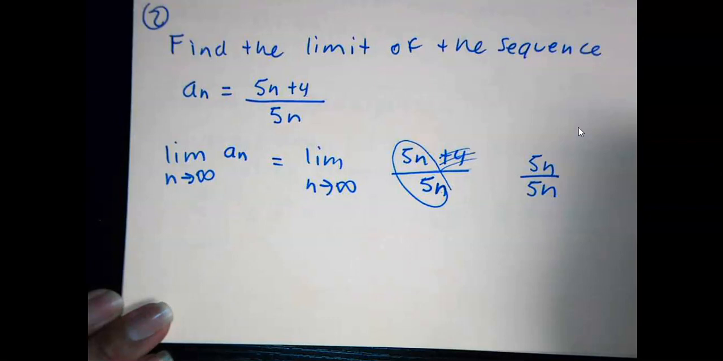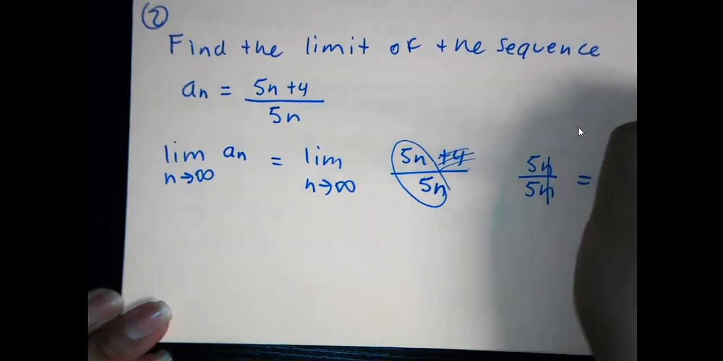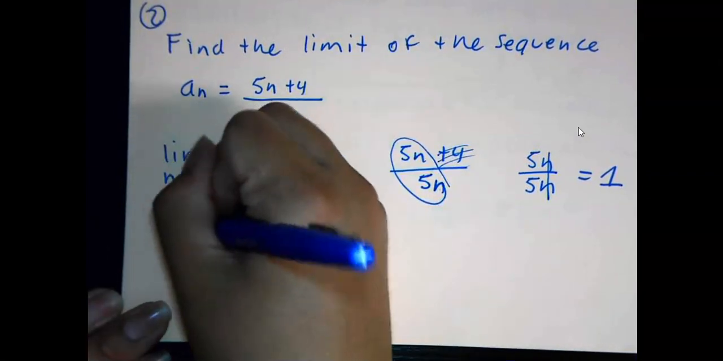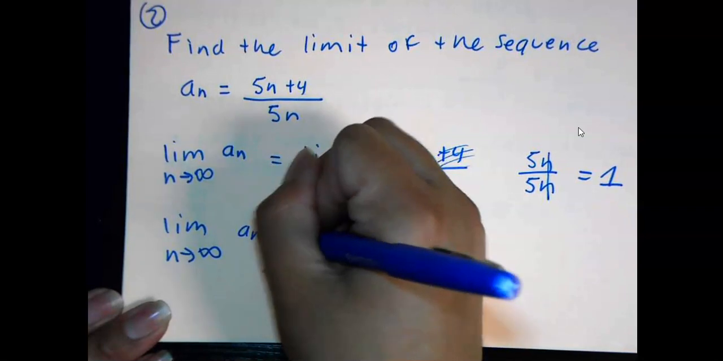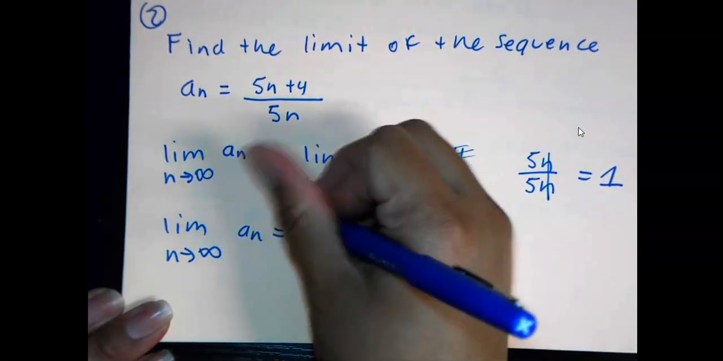And we're going to simplify. The n's cancel. And then 5 over 5 will be 1. So then the limit as n approaches infinity of a of n will be, in this case, 1.